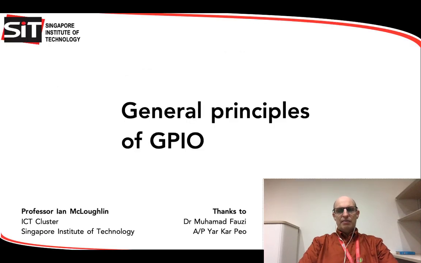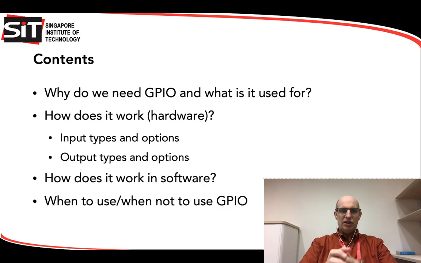Hello and welcome to this lecture on the general principles of GPIO, General Purpose Input Output. What we're going to look at in this short section is why GPIO is needed and the sort of thing it's used for. Then we'll delve into how it's working from a hardware perspective, when you look at how things are connected up and wired up inside a chip. And then consider that from a software perspective, if you're a programmer, how do you access this sort of thing?